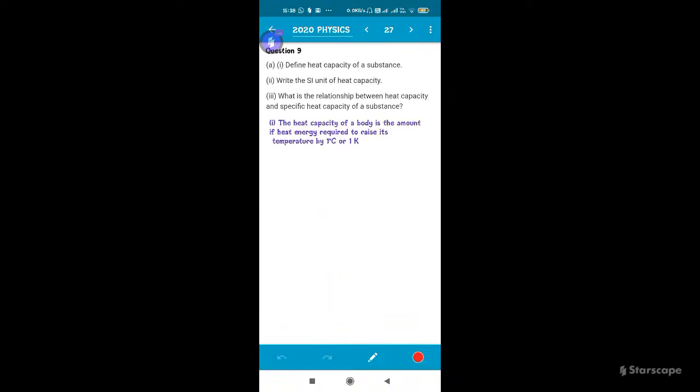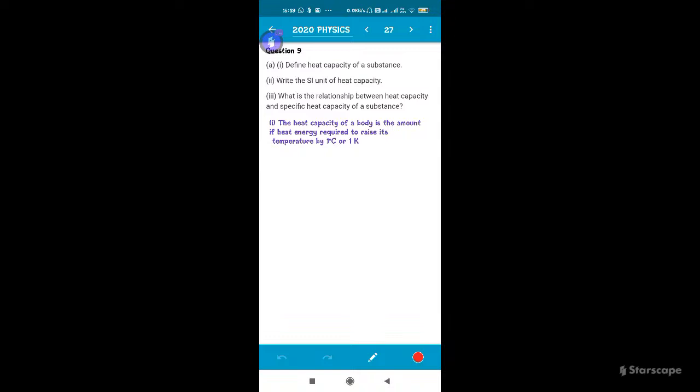Define the heat capacity of a substance, and we have to write its SI unit also. Okay, let's see. So what is the heat capacity? The heat capacity of a body is the amount of heat energy required to raise its temperature by 1 degree Celsius or 1 Kelvin. So this is a direct definition based question which is given in your book. It is actually the amount of heat energy that you have to input into a system in order to raise its temperature by a value of 1 degree Celsius or 1 Kelvin.